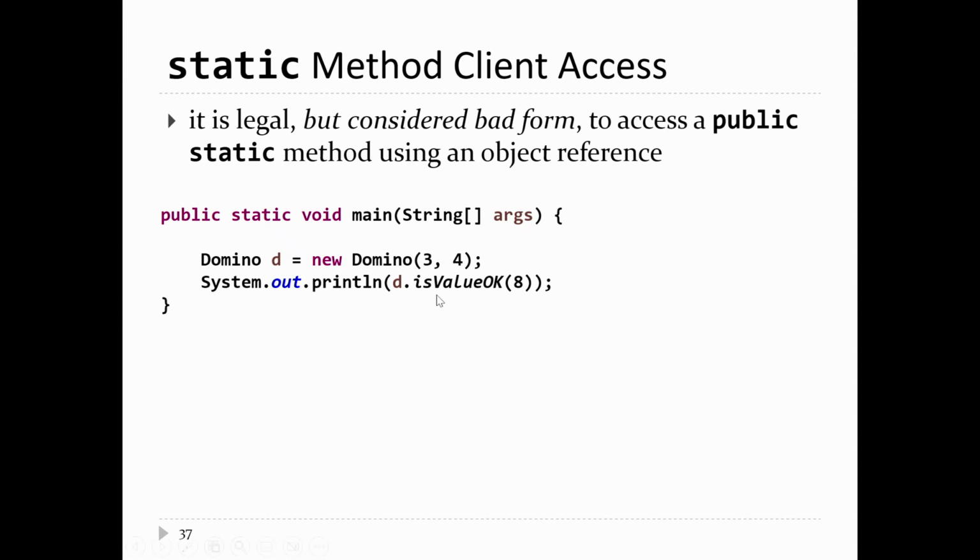Now the reason you shouldn't do this is because if another Java programmer reads your code, and if they're not familiar with the domino class, they're going to look at the code and say, well, isValueOK is a non-static method because you used an object reference to call the method.